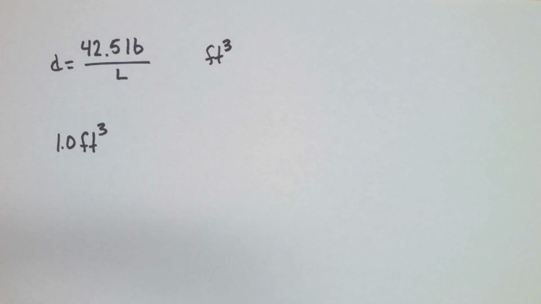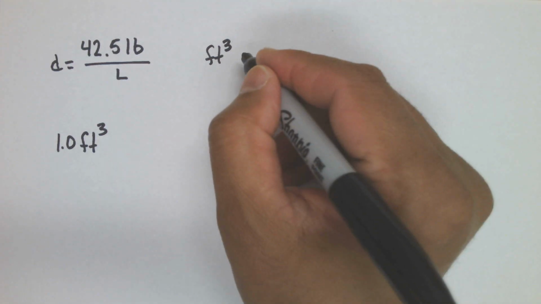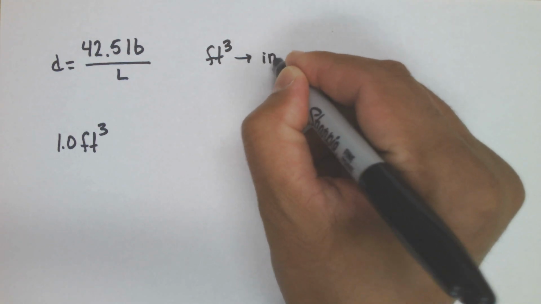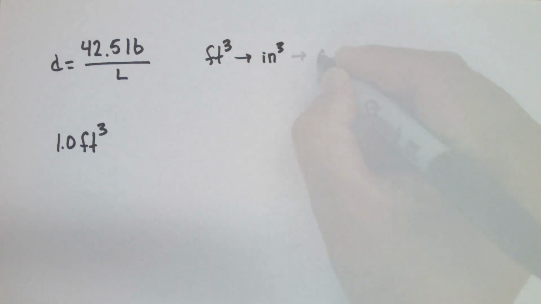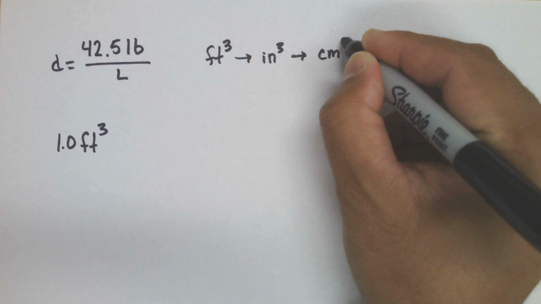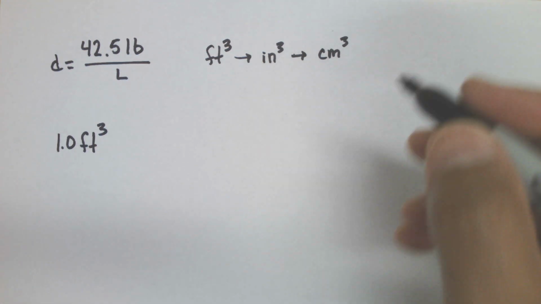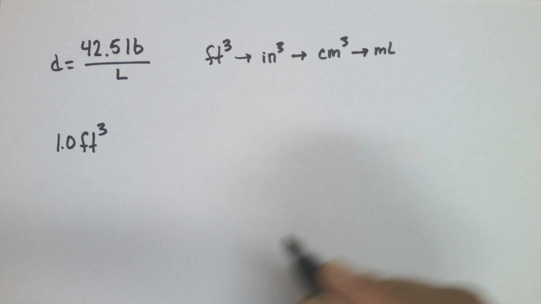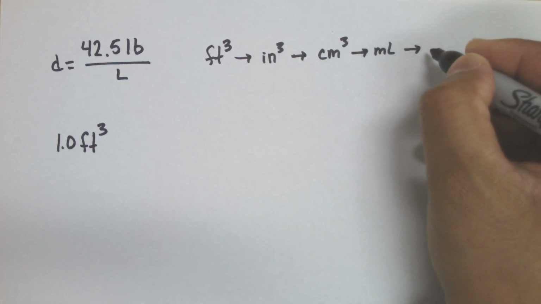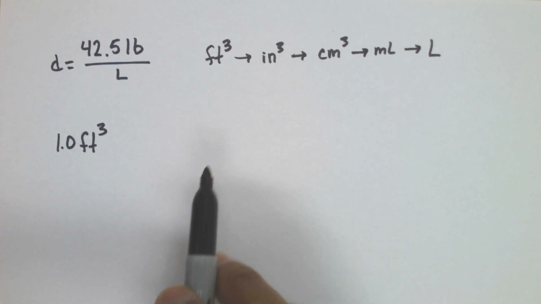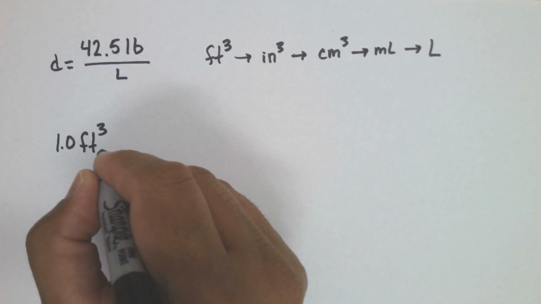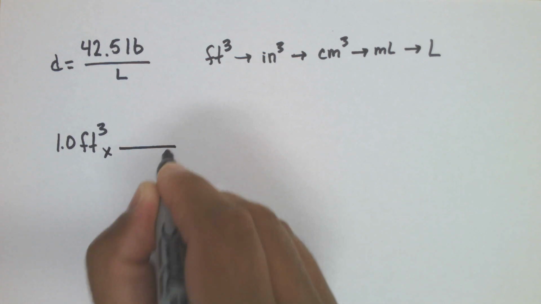So from cubic feet, what I can do is convert this into inches cubed. And so we can do centimeters cubed. From centimeters cubed, we can convert to milliliter. And of course, from milliliter, we can convert to liters. And so for my students, I usually call this my map, my road map. So let's go ahead and set up our ratios.